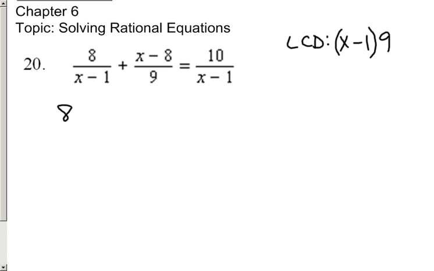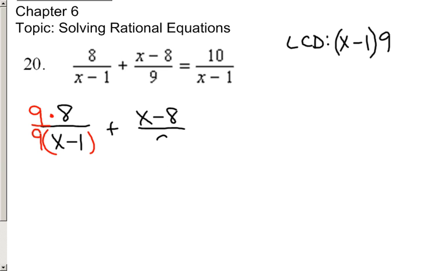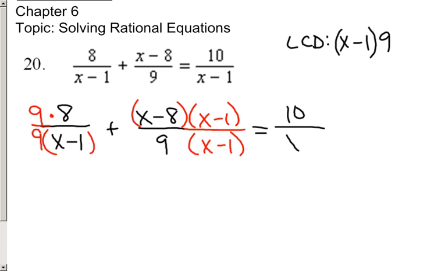So my first rational expression, which is 8 over x minus 1, needs to be multiplied by 9 over 9. The second rational expression, x minus 8 over 9, is missing the x minus 1, so I'm going to multiply the numerator by x minus 1 and the denominator by x minus 1. Third rational expression, 10 over x minus 1, is missing the factor of 9 in the denominator, so I'm going to multiply the numerator and denominator by 9.